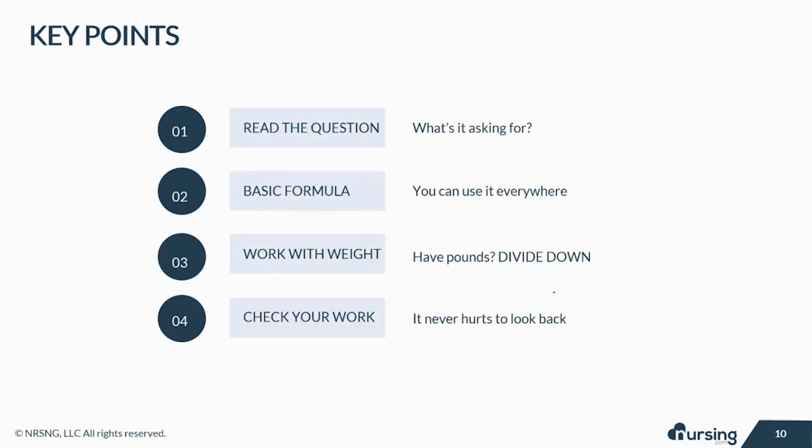So some quick key points to review. Now remember to always read the question and be sure you understand what it's asking for so you have your goal set. Okay, basic formula can be used pretty much everywhere at some point. Now understand what numbers you should be using. Okay, when you work with weight, the one thing that you can count on is converting pounds and kilograms. Okay. This is the only time that you can convert what the order says. So remember, when you have weight in pounds, divide down.